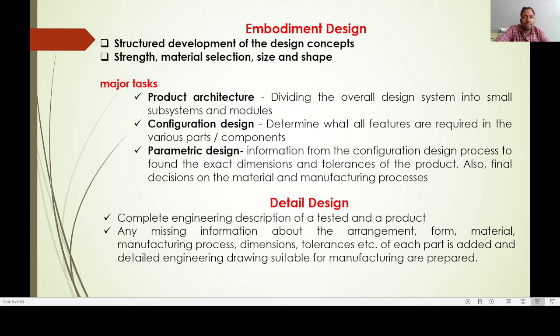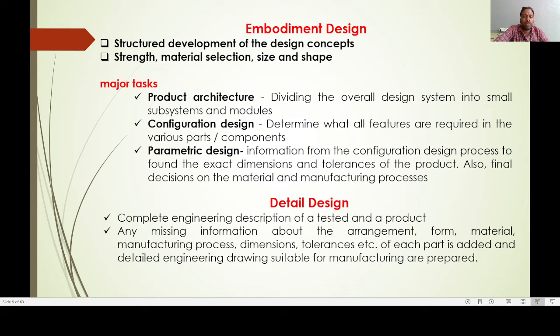So the embodiment design is mainly focused on the structural development of the product. That includes the material selection, shape and size of the product. These were the major tasks in the embodiment design. First task is product architecture, dividing the overall system into small subsystems or modules. The configuration design decides what features are to be included in the design. Next is parametric design, to find out the exact dimensions and tolerance of the product and also take the final decision on the material and manufacturing process.